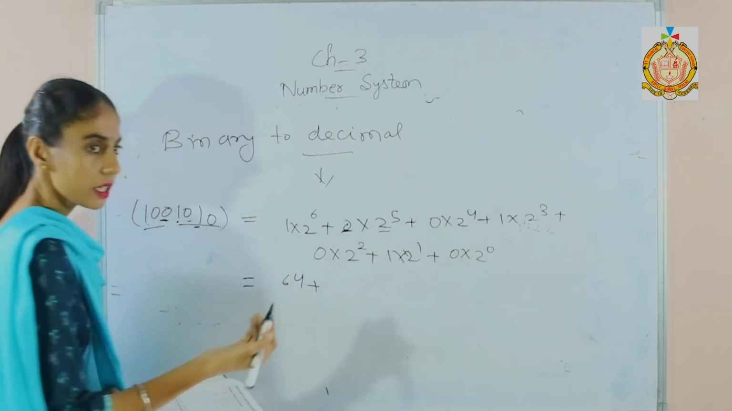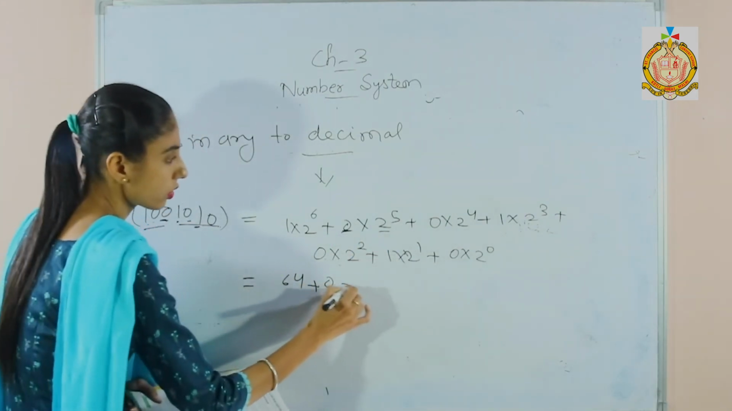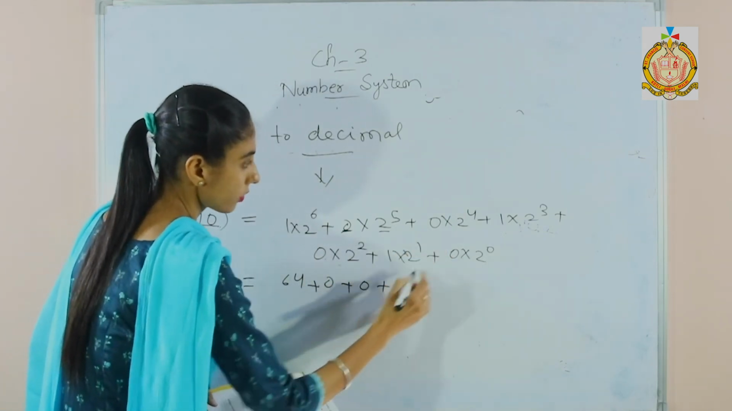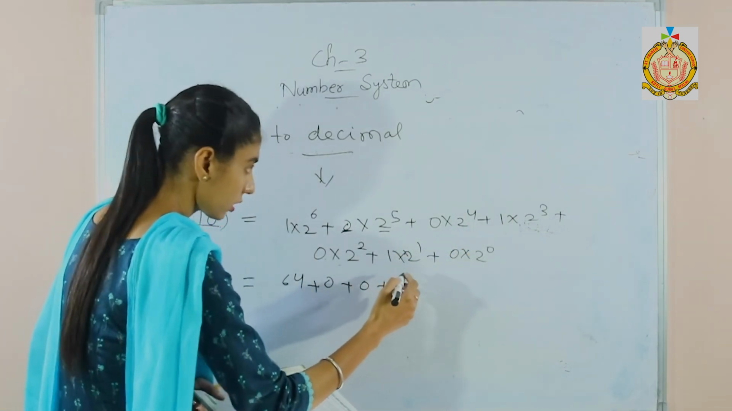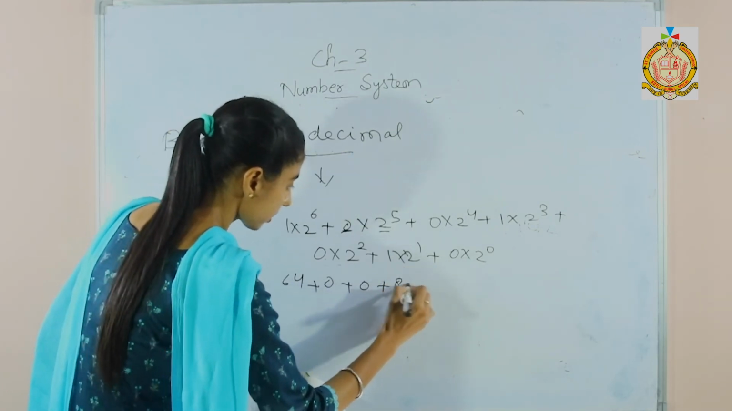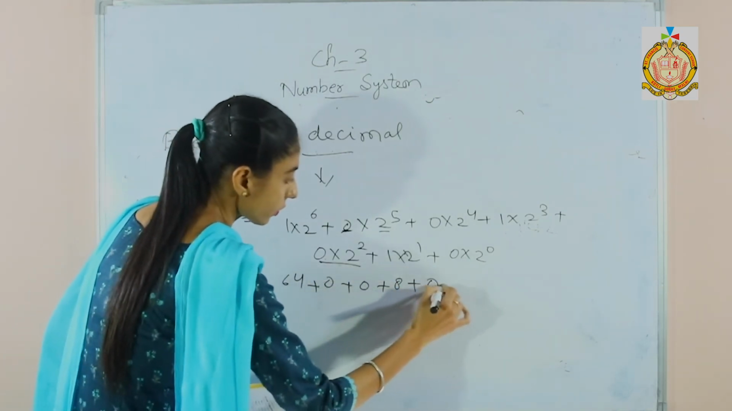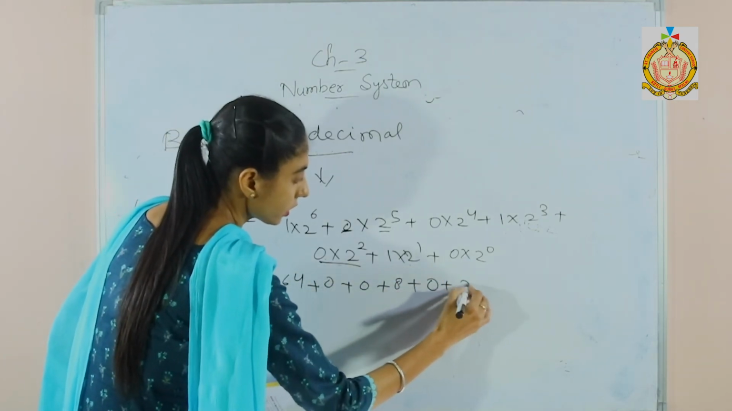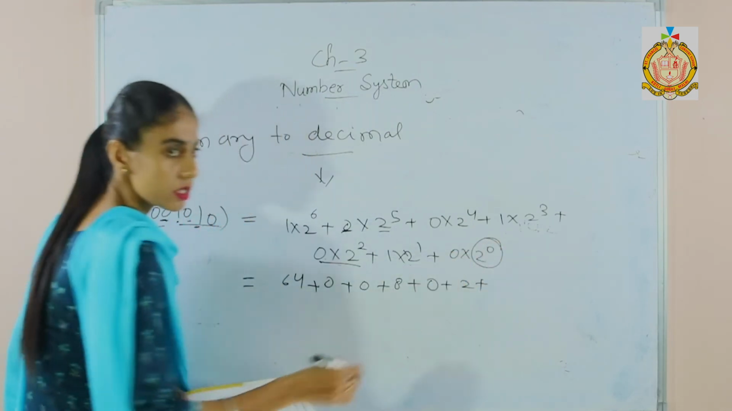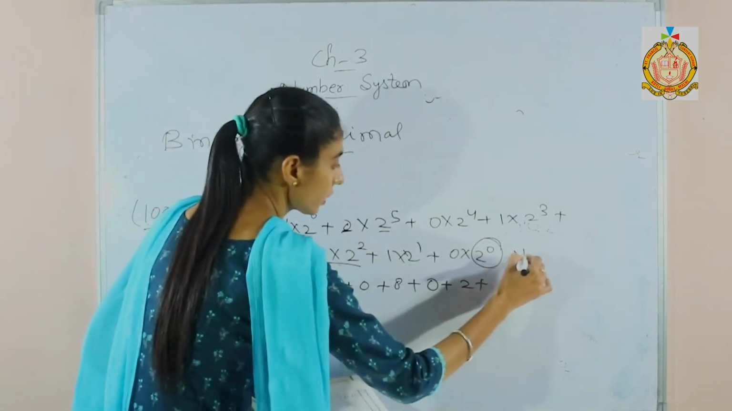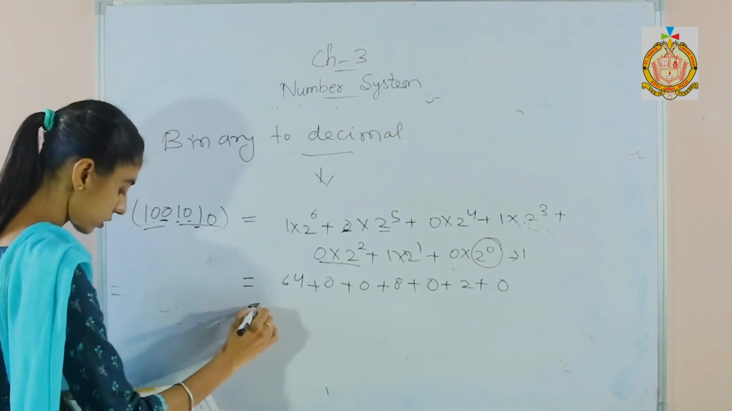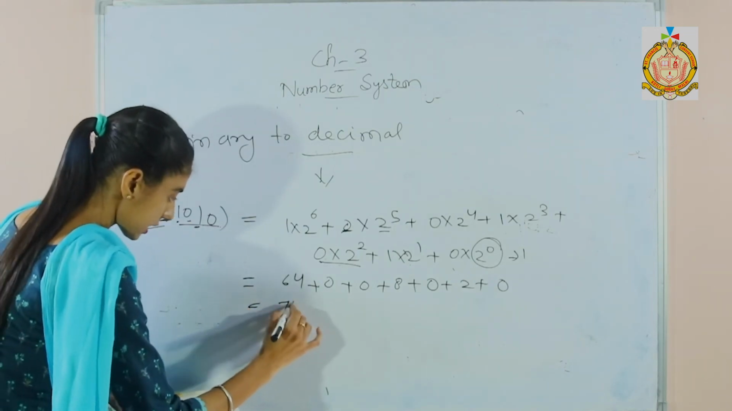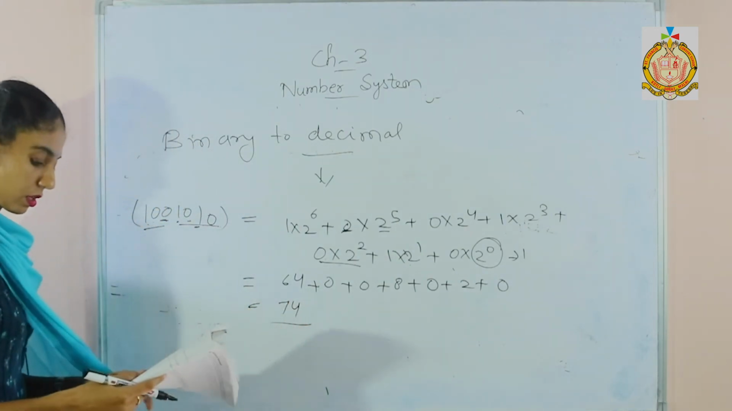0 multiplied with any digit, the answer will be 0. Again 0. 2 raised to power 3 multiplied with 1, so the answer will be 8. Again next term is 0. 2 raised to power 1 is 2. And the last term, 2 raised to power 0, value is 1. So 1 multiplied with 0, the answer will be 0. After solving, your answer is 74.